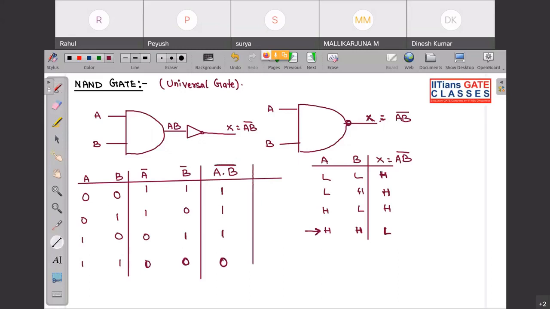Now one more thing, if you see, if I want to simply do what? A complement or B complement. Okay, A complement or B complement. So 1 or 1, it will be 1. 1 or 0, it will be still 1. 0 or 1, it will be 1. 0 or 0, this will be 0. Now you can see one thing. Look at these two columns.